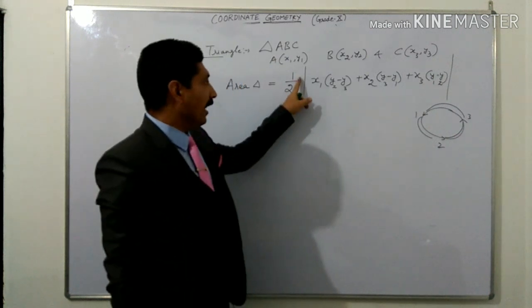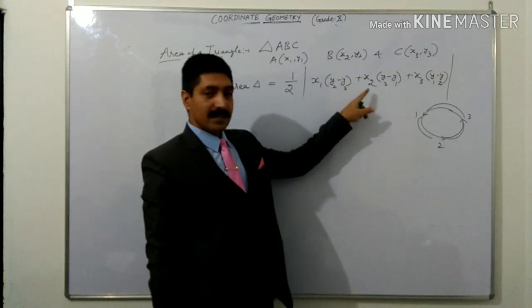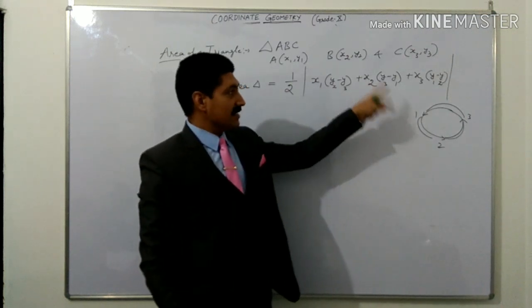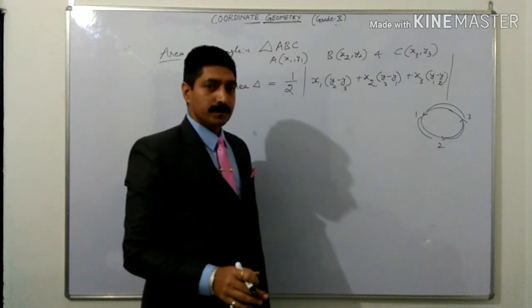So what is the area of the triangle? Half into x1 times (y2 minus y3) plus x2 times (y3 minus y1) plus x3 times (y1 minus y2).